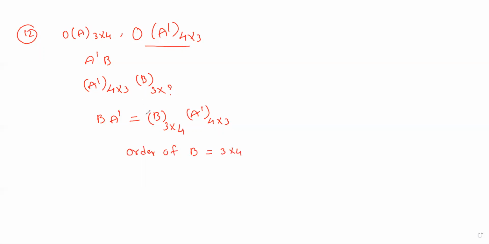Now you'll find out B dash A. Now what is the order of B dash? B dash order becomes 4 by 3. Now when it is 4 by 3, I'll find out what is the order of B dash A.